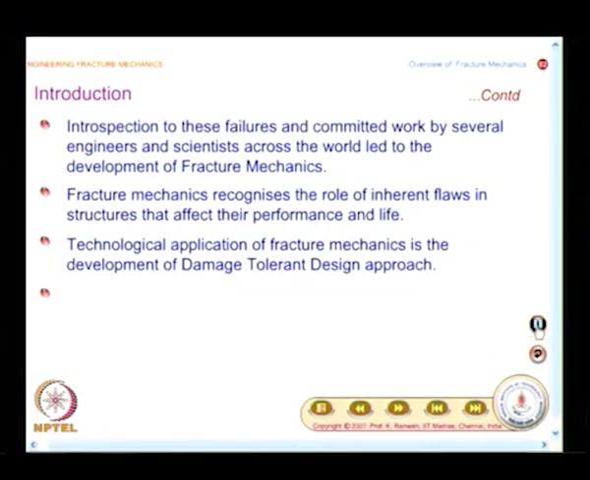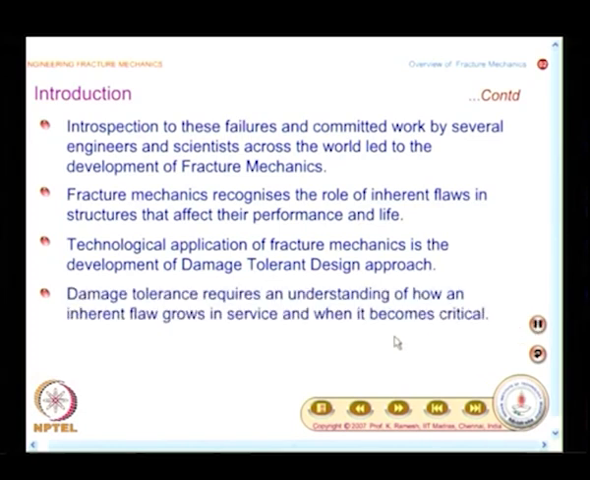And what is the technological application of fracture mechanics? Understanding the role of flaws does not by itself help you to design the structure. You will have to utilize that knowledge in a meaningful fashion. So, what you have is the concept of damage tolerant design approach. We know that there are inherent flaws and we need to find out, when there are inherent flaws, how do I tolerate them, how do I make my design methodology damage tolerant.